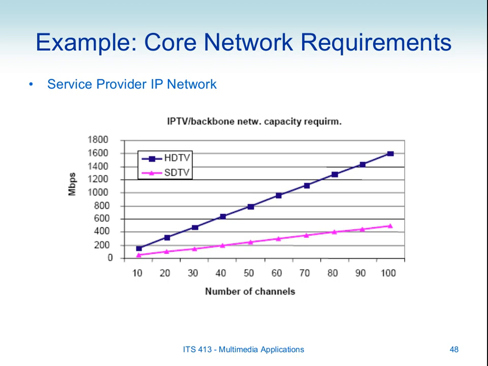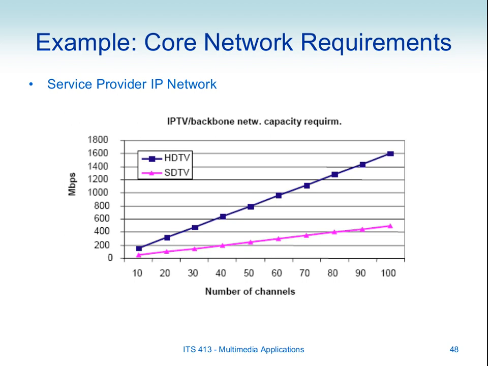Let's look first at the core network. What do we need in terms of capacity? How fast should the core network be to support IPTV? Here are some example numbers for HDTV or for standard definition. If we work it out, let's focus on the blue line, high definition TV.